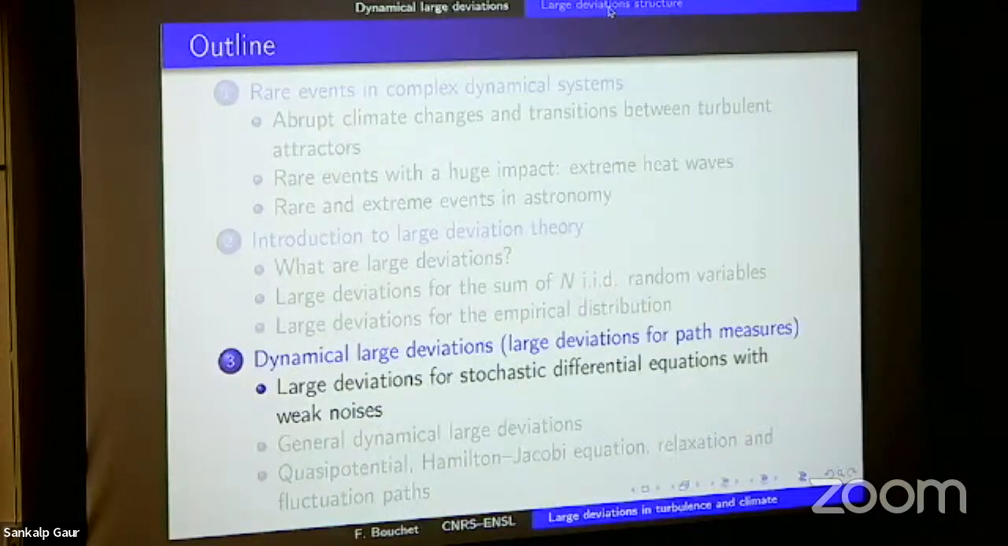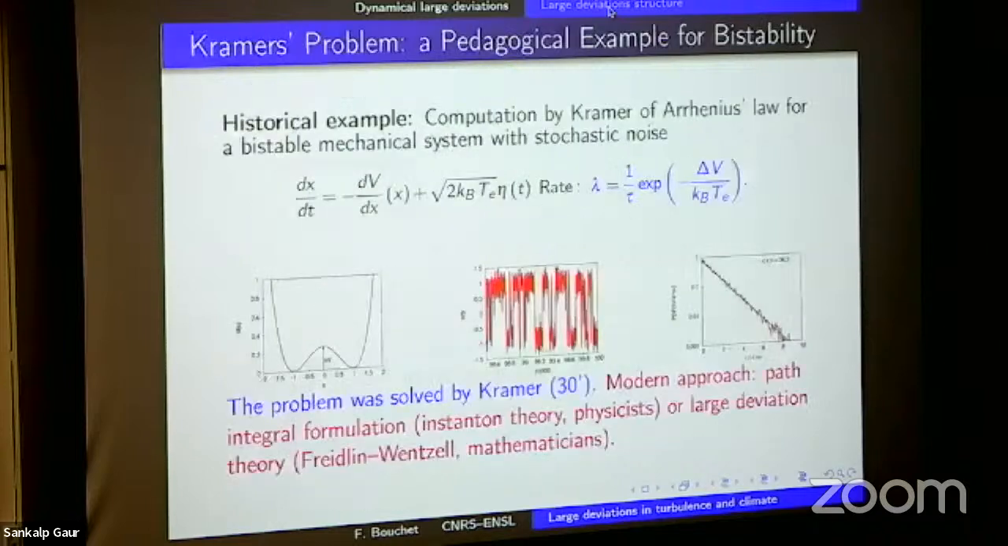And so I will begin with the simplest example for this, which is the large deviation for stochastic differential equations with weak noise. And then we will generalize this to other problems. So in order to illustrate the problem and also to make the connection with bistability, I will take the simplest possible problem in dynamics for which you have bistability, which is called the Kramers problem. So Kramers was working in the 1920s, 1930s, 1940s. So around 1930, he wrote this simple stochastic differential equation.